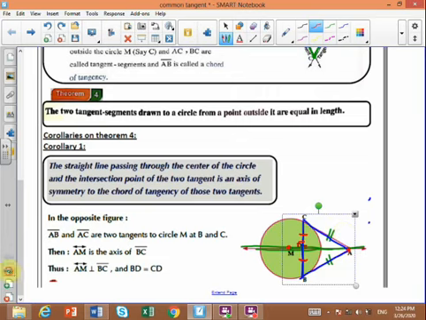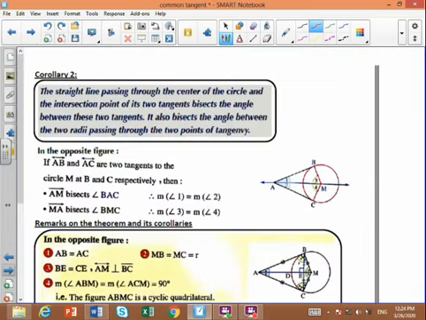Okay, what about the next corollary? Also in this corollary, the straight line passing through the center of the circle and the intersection point of the 2 tangents, what does this line do? In the previous corollary, we said that if I draw the chord of tangency, it bisects it. It's an axis of symmetry, meaning it bisects and is perpendicular to it.